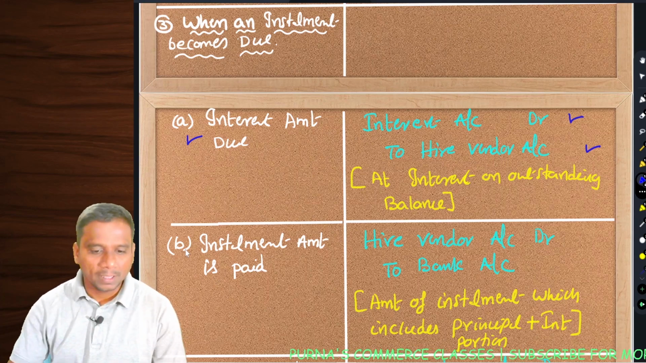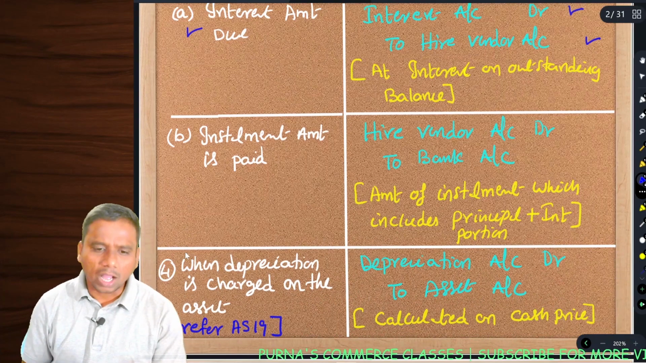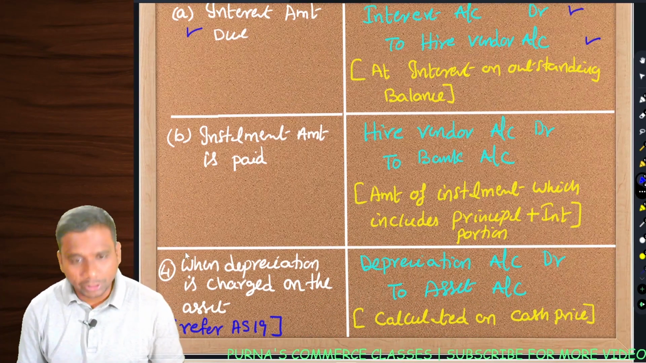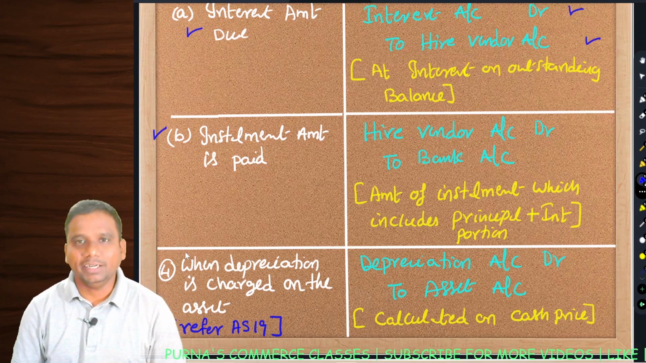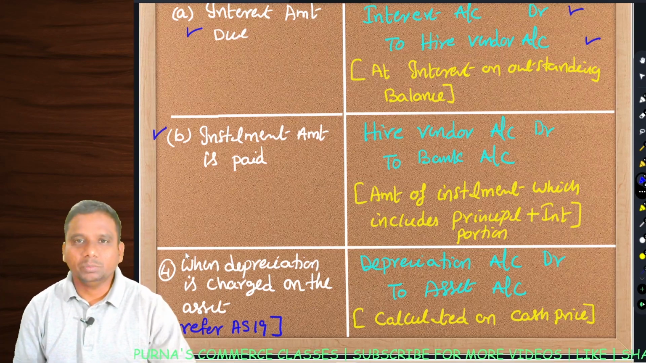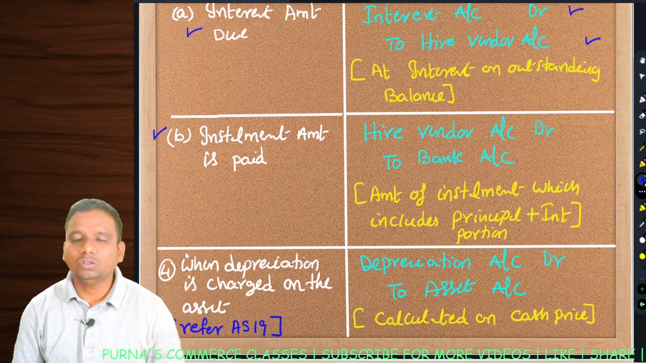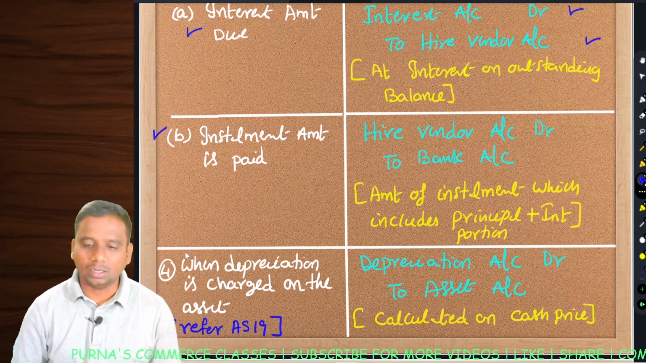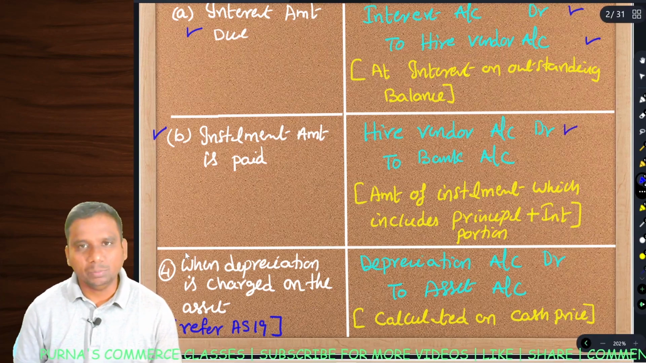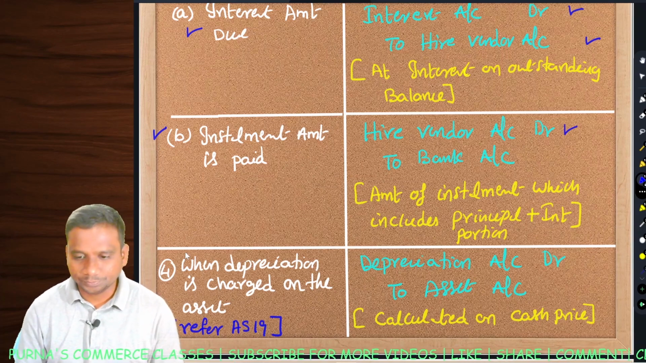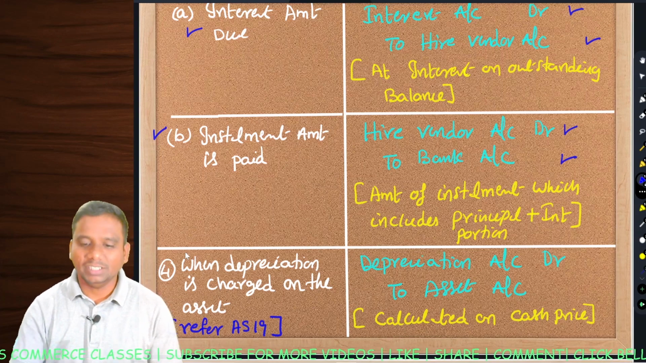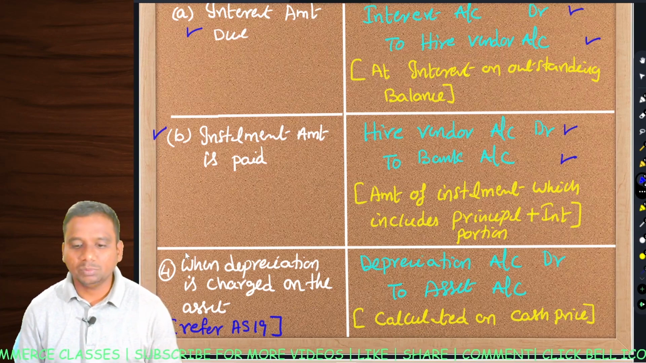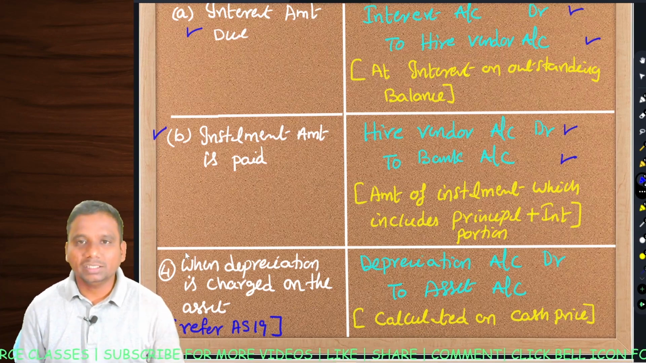Don't worry. Next. Now, after recording the interest amount due, now record the entry for installment amount due. Pay the installment now. To whom this installment amount is paid? To hire vendor, so that hire vendor account debit to bank account. Now, installment amount includes principal amount plus interest. Don't forget. So, amount of installment which includes principal plus interest portion.